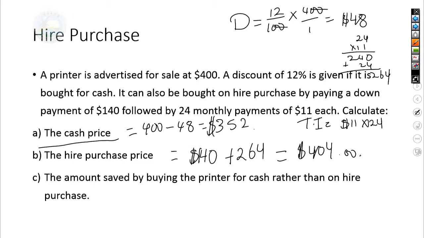So the printer cost $4 more than its original price. But remember, if you had bought it then, they would have given you a 12% discount. So what is the difference between buying the printer cash rather than buying it on hire purchase? It will be 404 minus 352. You end up spending $52 more than you should have.